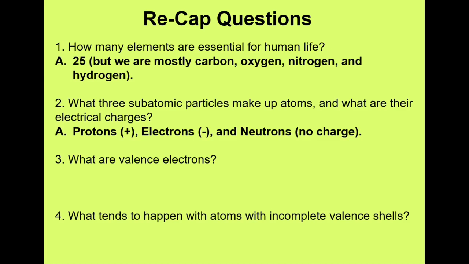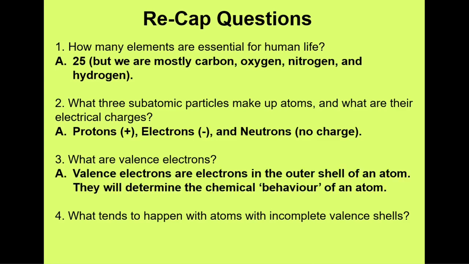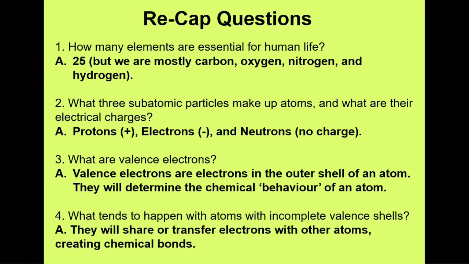Moving on to number 3, what are valence electrons? Valence electrons are electrons in the outer shell of an atom. We also call that outer shell the valence shell. And it is these electrons that will determine the chemical behavior of an atom. And then number 4, what tends to happen with atoms with incomplete valence shells? They will typically share or transfer electrons with other atoms, creating chemical bonds.